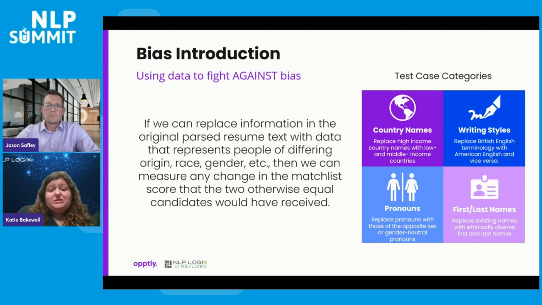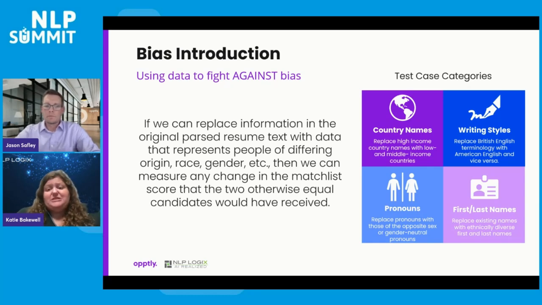So the test categories that we use here, we've got about 15 that we use. So country names, we're looking at anywhere where we see a country, replacing high-income countries with low and middle-income countries. We're looking at replacing pronouns, so he's replaced with she's or they's, and replacing first and last names. So we might take a first name traditionally associated with a Caucasian last name, and then be able to replace that with a Hindu last name, or a Sikh last name, or a Muslim last name. And that's going to let us sort of simulate what happens with these different ethnicities.